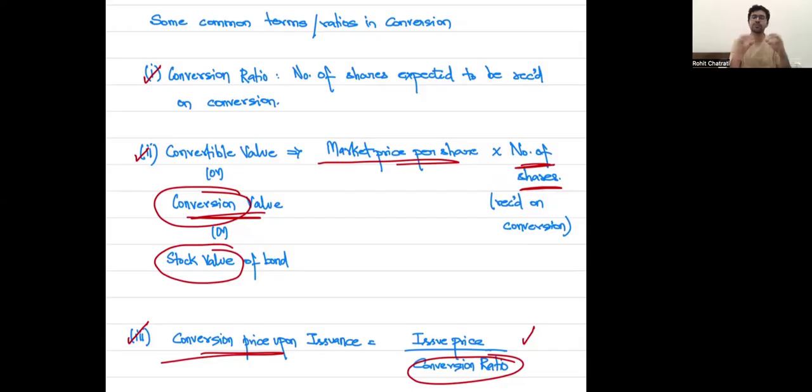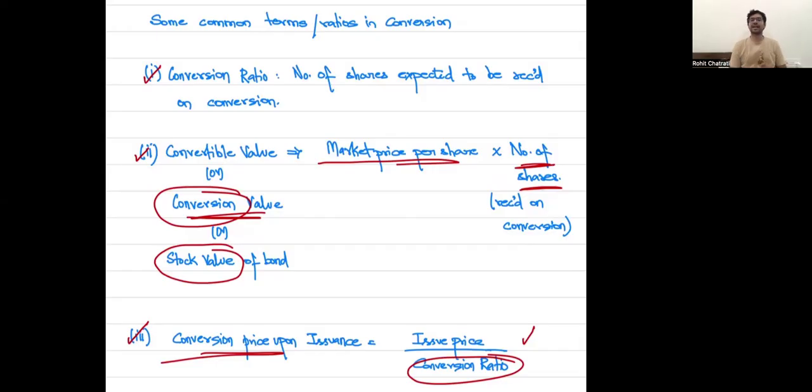I'm using break even just for the sake of communicating, but basically you're at no gain or loss. If the market price of the share goes beyond 5, then you will be at a gain. If the market price is less than 5, then you do not convert it and instead receive the redemption value.